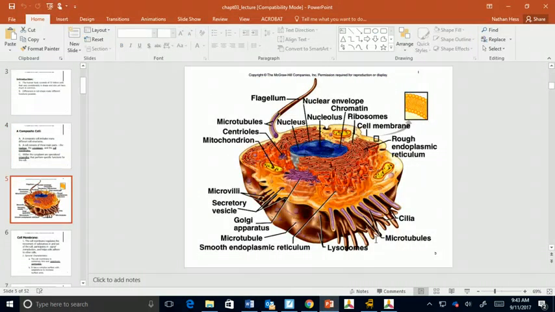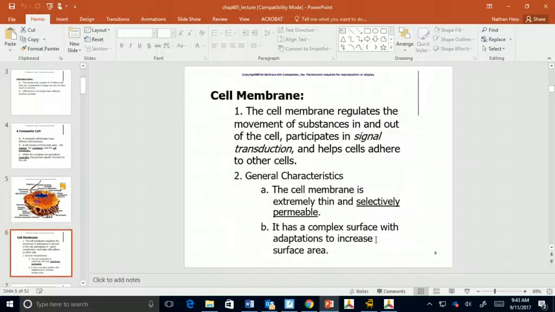But let's talk about that cell membrane. Here's your composite cell again. And remember that not all of these parts are on every cell. All of them have a nucleus, right? Most of them have ribosomes. Most of them have mitochondria, right? But the other pieces vary.